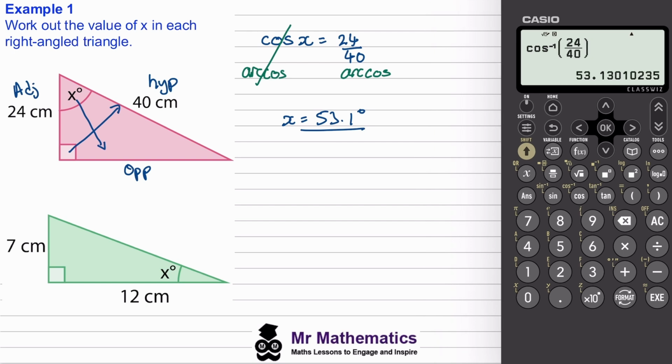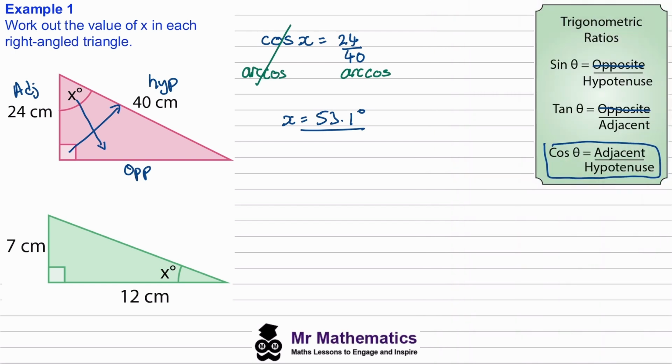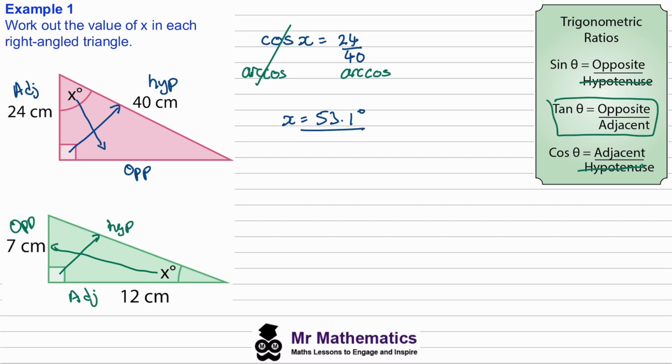Okay? If we look at the green triangle, again, we need to label the sides. This length is opposite the angle. The hypotenuse is opposite the right angle. And the 12 centimeters is the adjacent. So because we have the opposite and the adjacent, we don't need the hypotenuse. So we'll cross out the hypotenuse from sine, and from cos, we're going to use tan. So the tan of the angle x will be the opposite side 7 over the adjacent 12.